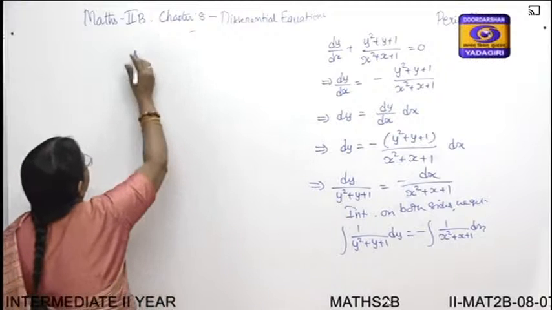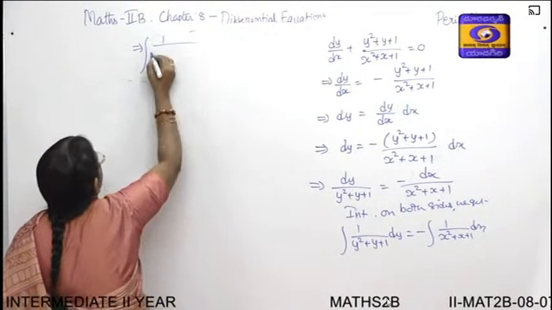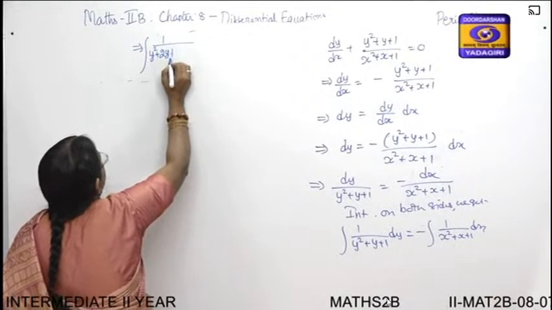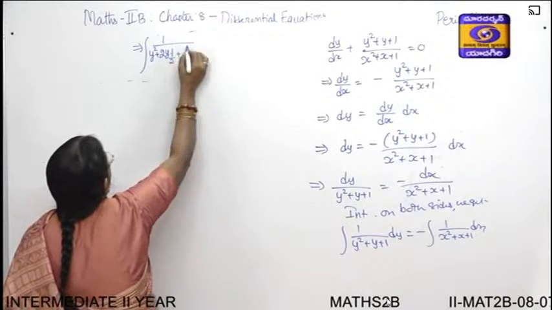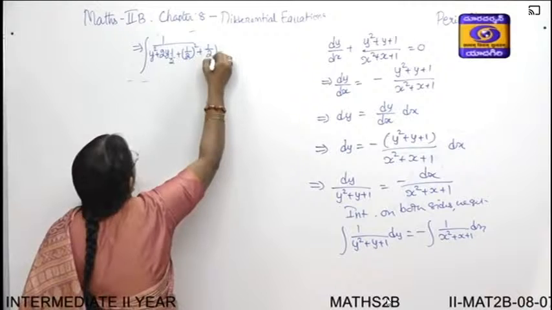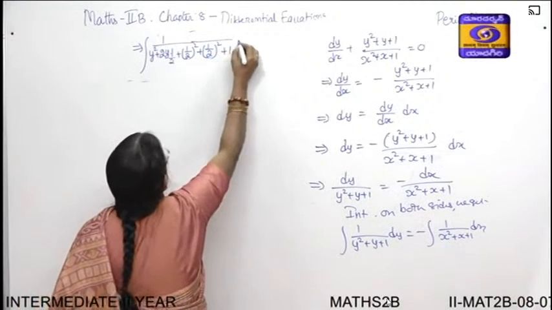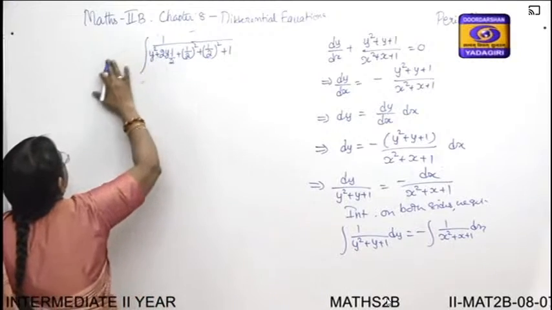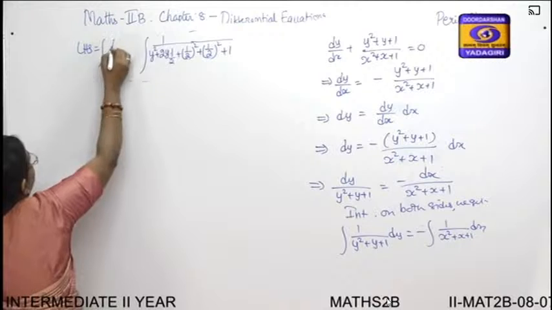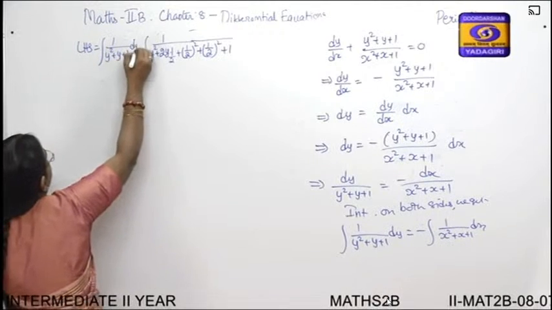So how to integrate? You reduce it to the standard form. y square plus 2 into y into 1 by 2, so add and subtract 1 by 2 whole square, and then plus 1. So I will write the left hand side. Left hand side is equal to integral of 1 by y square plus y plus 1 dy.